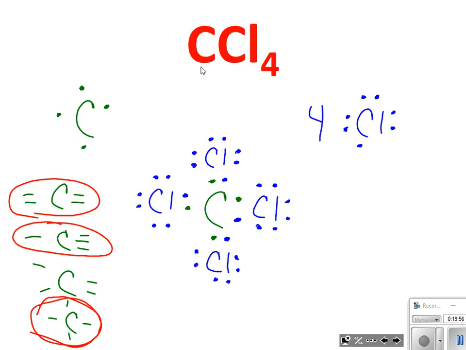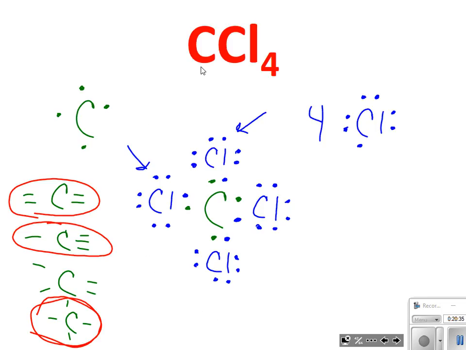So now that I've got all of my chlorines single bonded onto that carbon, I go back and look and say, okay, do I have everything obeying the octet rule? I need to check with every single one of these. So, is this chlorine obeying the octet rule? Yes, it has 7 of its own with 1 carbon. What about this one? What about this one? Yes, all of the chlorines are now.